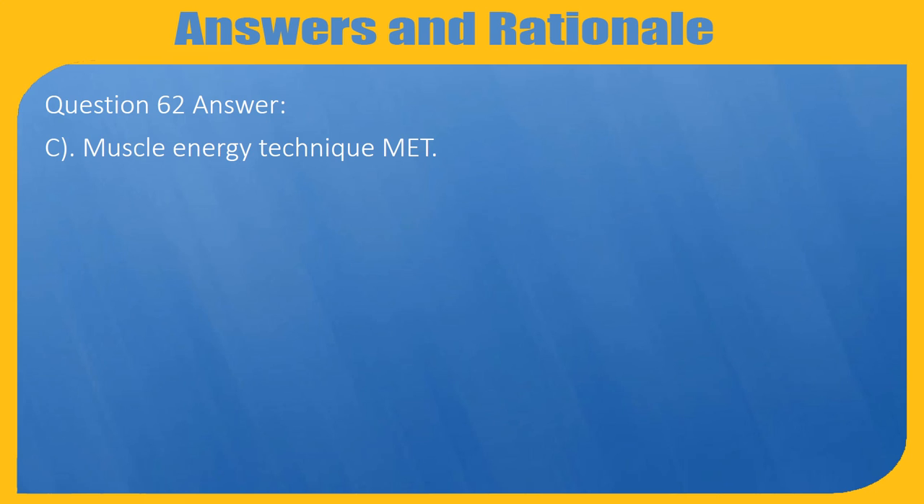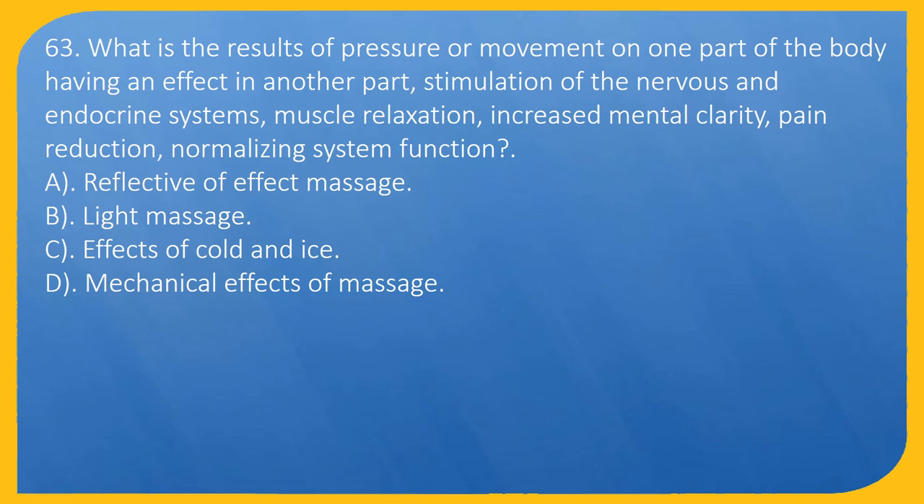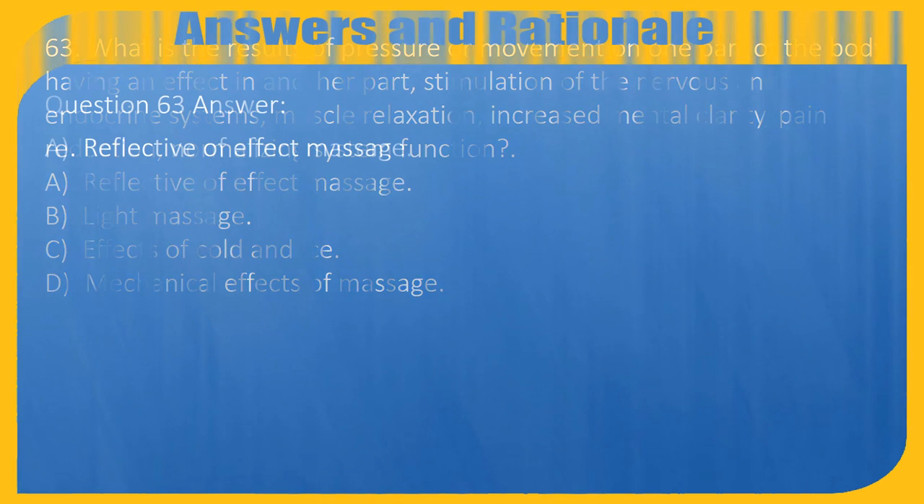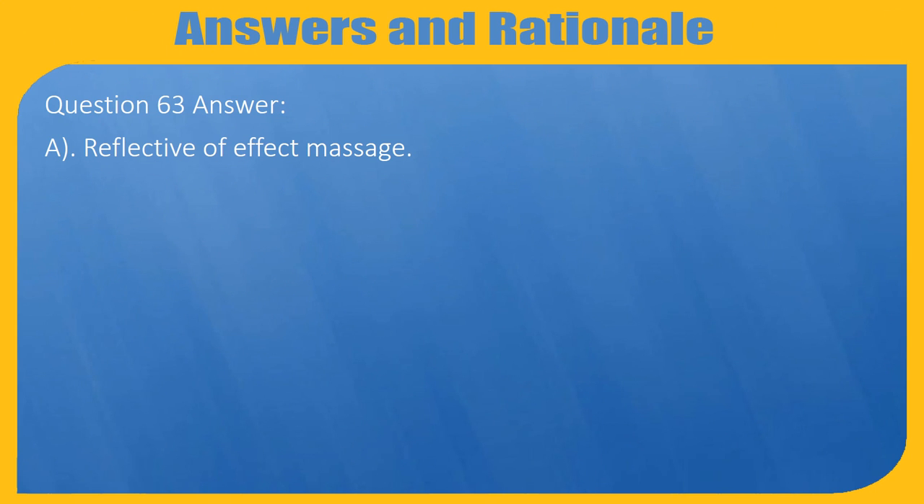Muscle energy technique, MET. Question 63. What is the result of pressure or movement on one part of the body having an effect in another part? Stimulation of the nervous and endocrine systems, muscle relaxation, increased mental clarity, pain reduction, normalizing system function. A. Reflective effect of massage. B. Light massage. C. Effects of cold and ice. D. Mechanical effects of massage. Question 63 Answer: A. Reflective effect of massage.